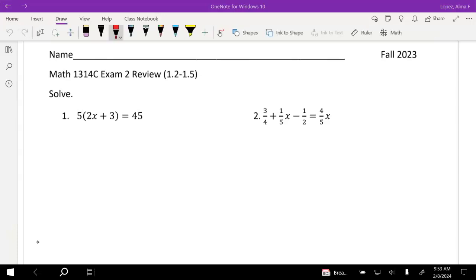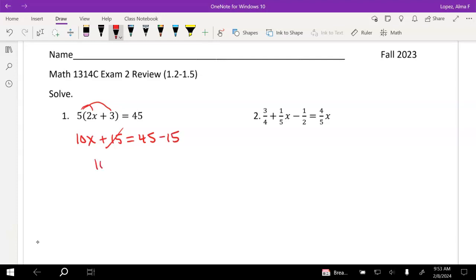On the first one, we're going to distribute this 5 into that first parentheses. 5 times 2x is 10x. 5 times 3 is 15, and it's equal to 45. Next, to get the x's all by themselves on one side, I'm going to move the 15 over to the other side. It becomes a negative 15.